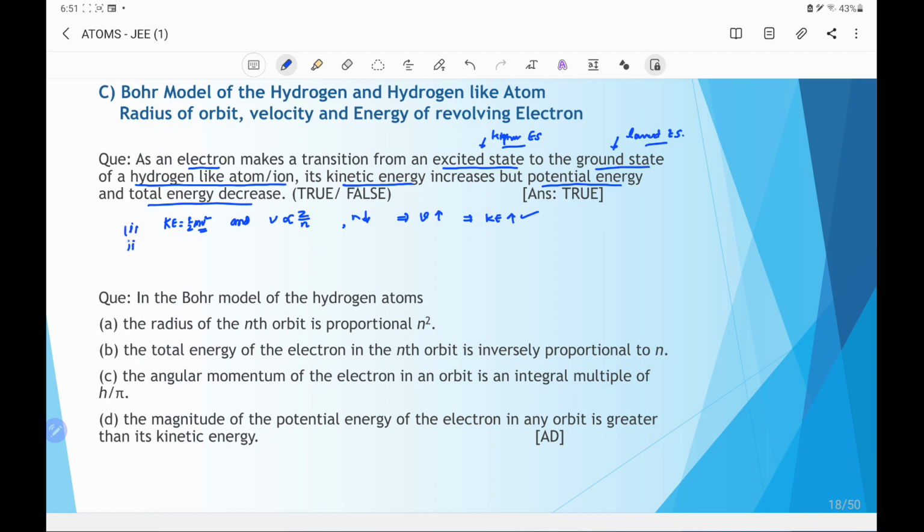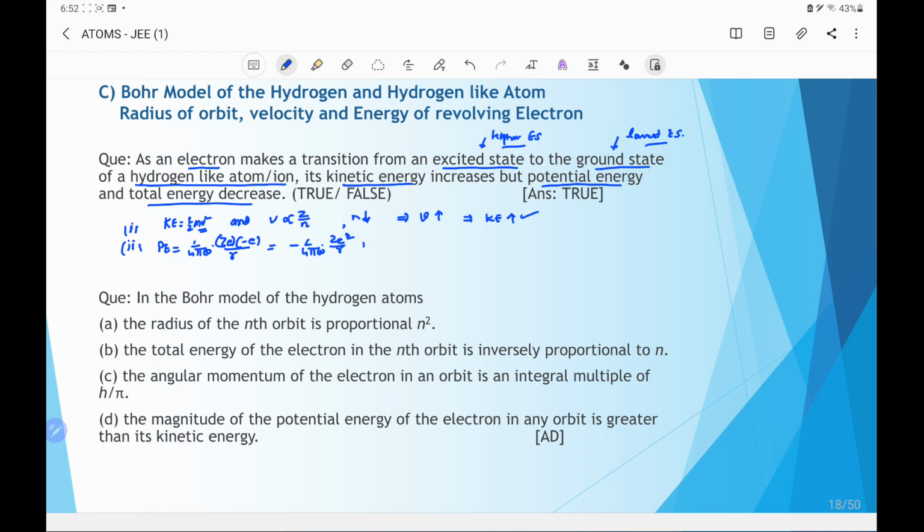Then potential energy. Potential energy is the electric potential energy, and it is given by 1 by 4 pi epsilon naught, charge on the nucleus of the atom, that is Ze, a positive charge, times minus e, the charge on the electron, divided by the distance between them. So it is equal to minus 1 by 4 pi epsilon naught Ze square by R.